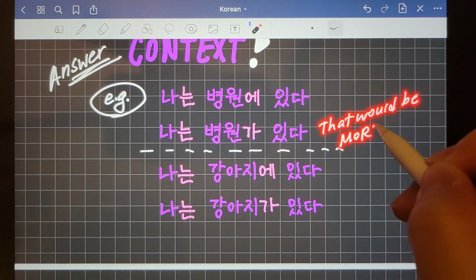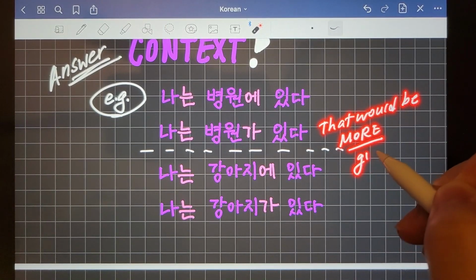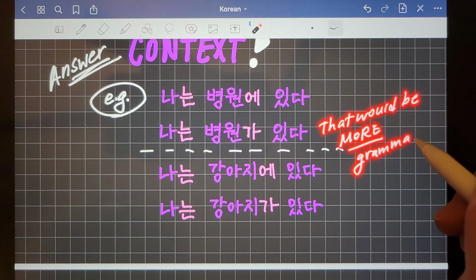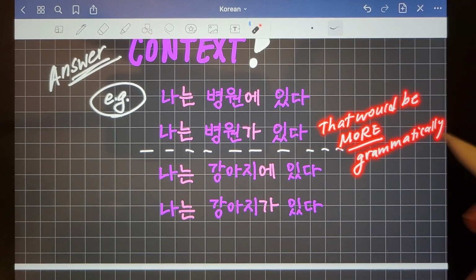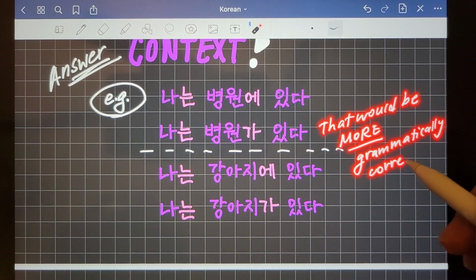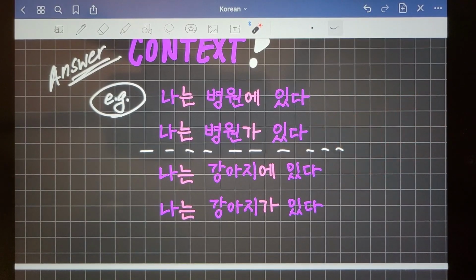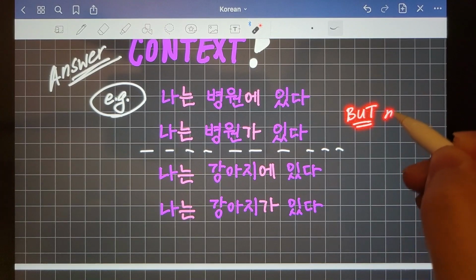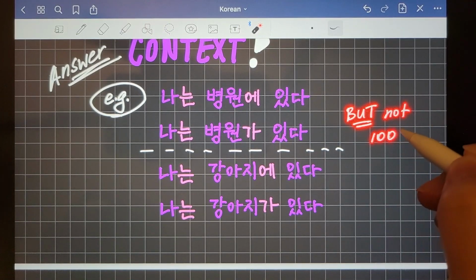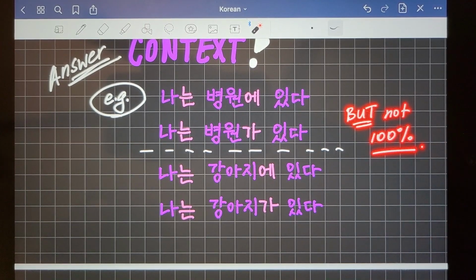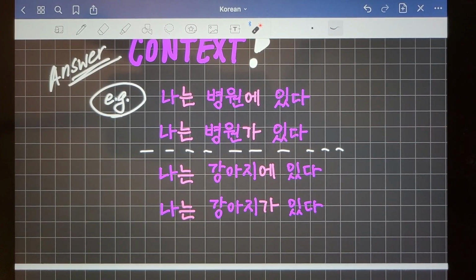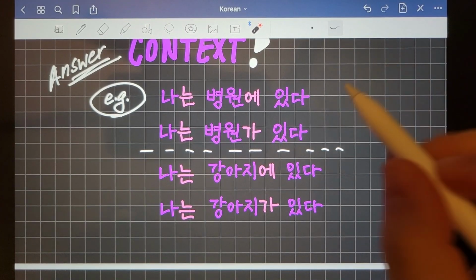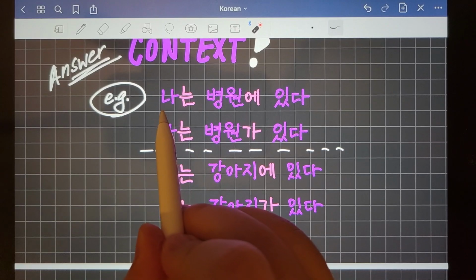Again, it would be 나는 병원이 있다 versus the wrong version that is written out there. 나는 병원가 있다. But this sentence is still not 100% grammatically correct. And why is that? Can you guess?